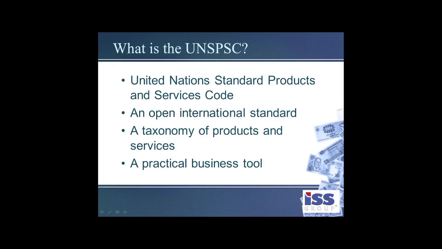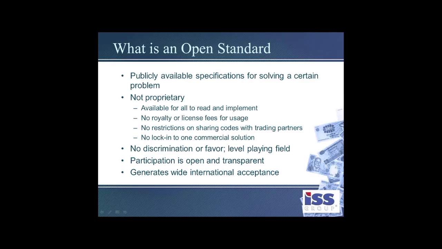So what I want to talk about with you today is the United Nations Standard Products and Services Code. This is very much an open international standard that is very mature and available worldwide and implemented worldwide. It is a taxonomy of products and services that allows organizations around the world to have a common set of definitions of what they're selling and what they're buying, to give them the ability to understand where they're spending the money and how. So this results in a very practical business tool to allow you to gain control of one of the more difficult areas of your business to control.